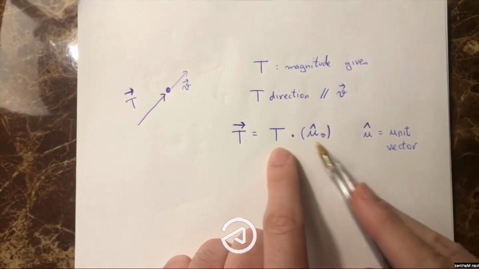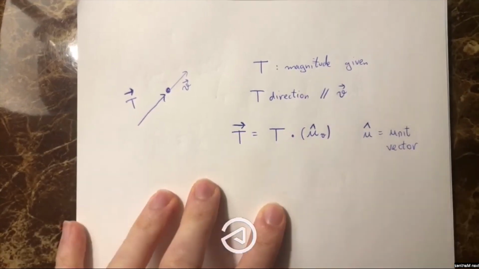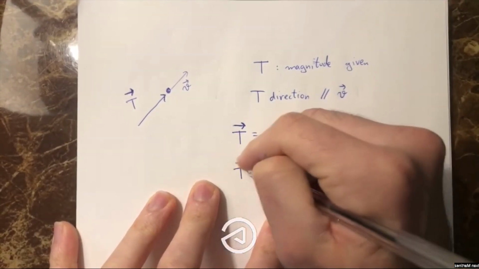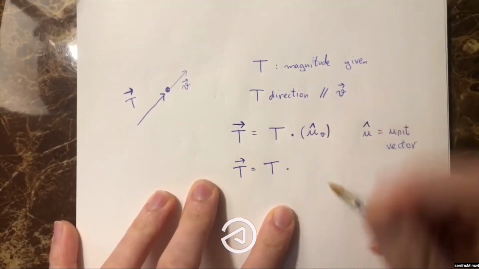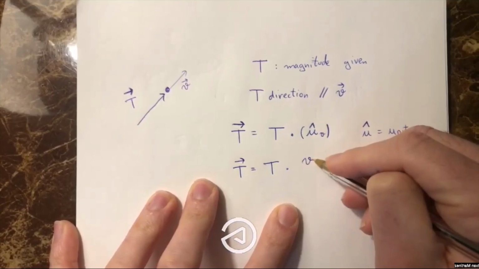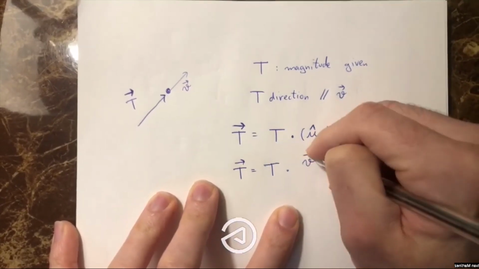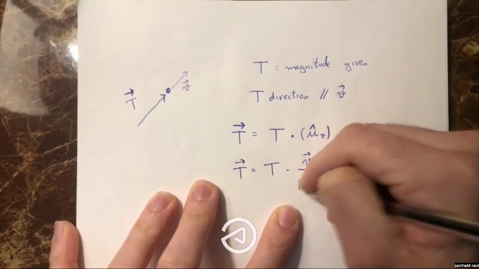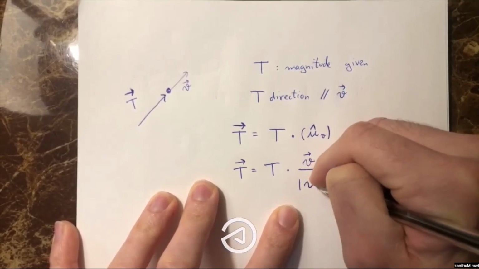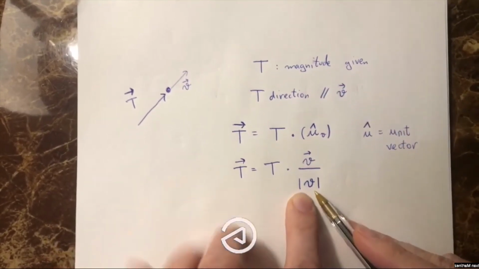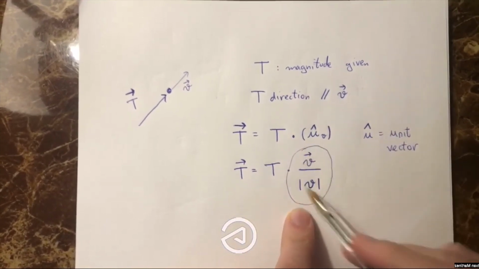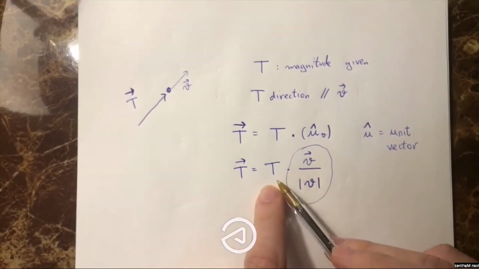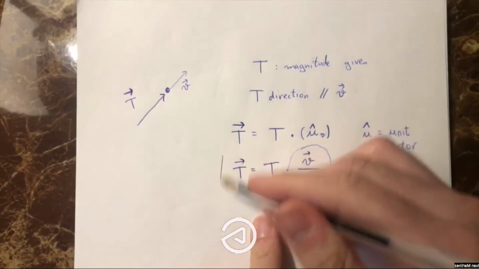Which means it won't change the magnitude. How do you do that? It's thrust times the velocity vector divided by its magnitude. If you divide a vector by its magnitude, you have a unit vector. So this thing is giving you the information of the direction without changing magnitude. This is what we want.